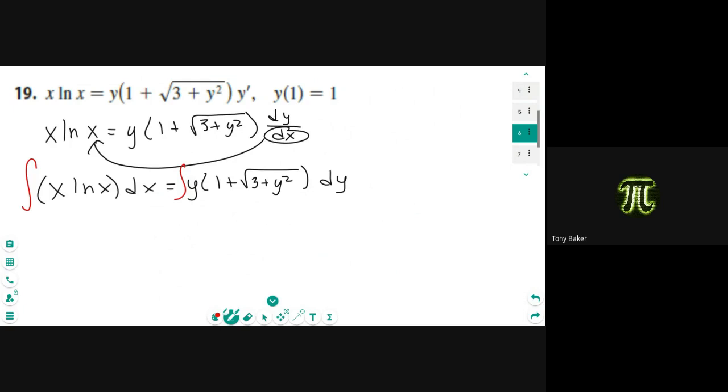And then the other side is what we've done recently, right? The other side you should be able to do simply. It doesn't need any special rules. You do use substitution, and that would be it. u does not equal y. u is going to equal 3 plus y squared, but you need to do something before you do your substitution.